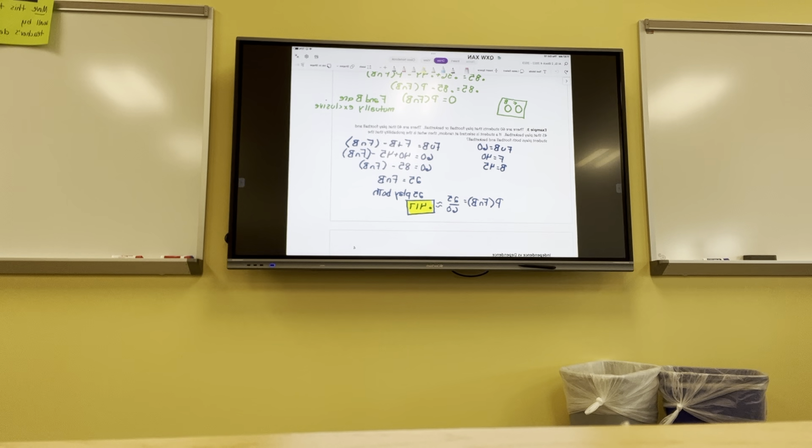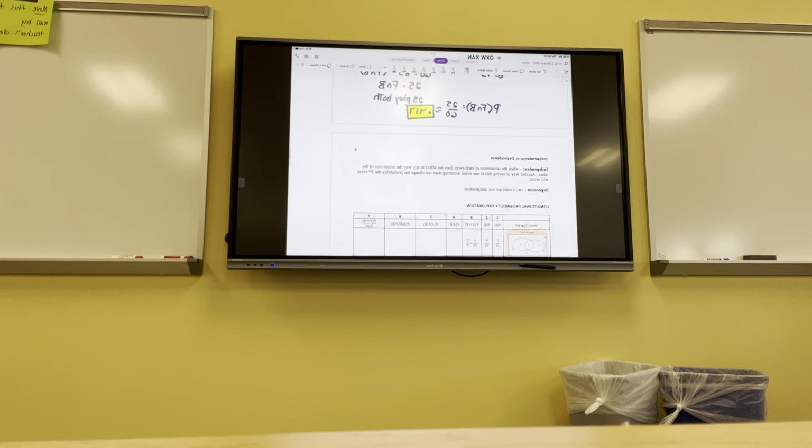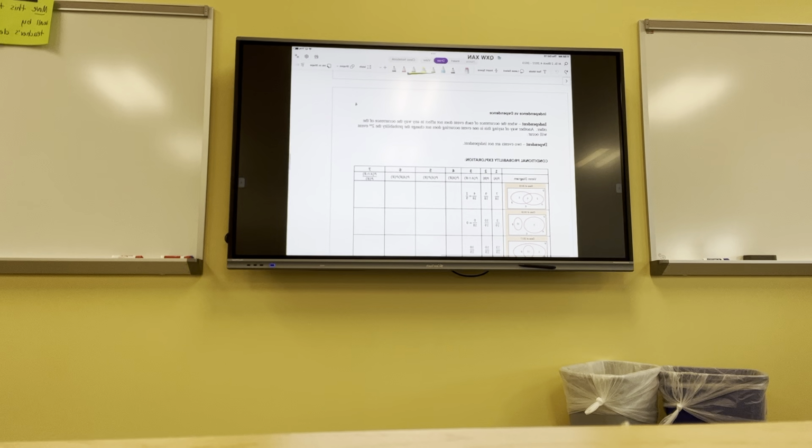So you can always get the union or the intersect if you have one or the other and each individual probability. All right, now we're going to go back to visual things. Independent and dependent. Independent is when the occurrence of each event does not affect in any way the occurrence of the other. Another way of saying that is that one event does not change the probability of the second event.